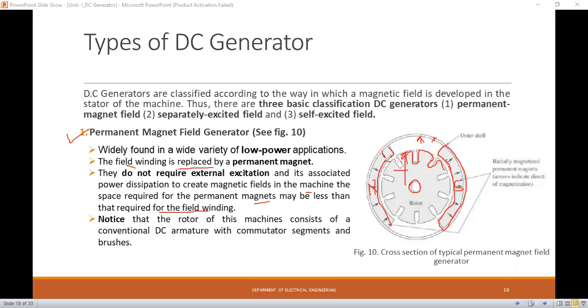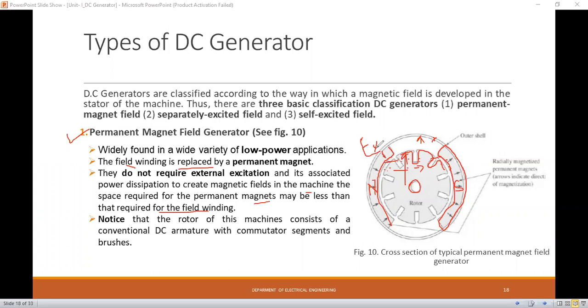So for producing the flux, it does not require the external supply. Because it is a natural magnet, or it may be a permanent magnet, it will create a magnetic field, and the magnetic field will travel from N pole to S pole.